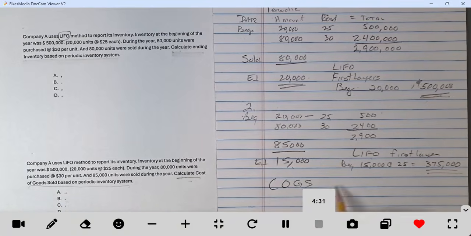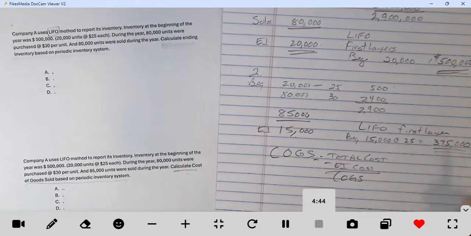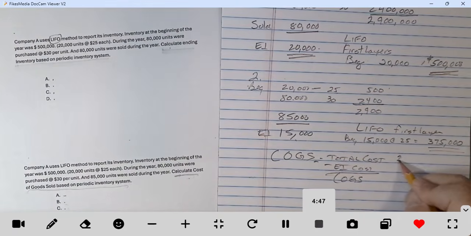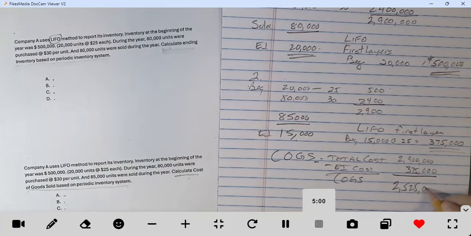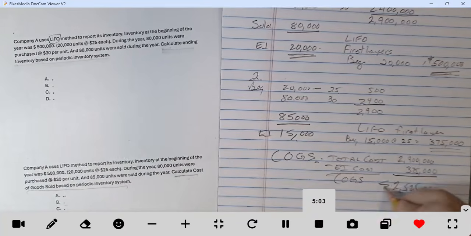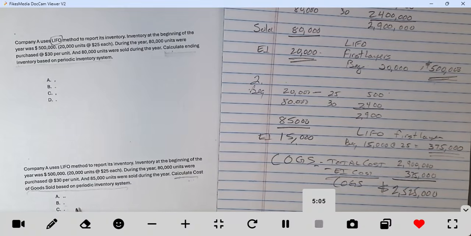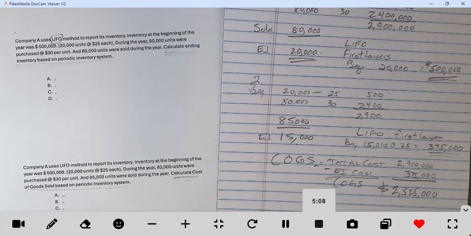So cost of goods sold is total cost minus ending inventory cost equals cost of goods sold. Okay, so I'm going to use that formula. So my total cost was 2,900,000 and my ending inventory was 375. So I have a cost of goods sold of 2,525. Use your calculator. Make sure. So the answer we're looking for here would be 2,525.